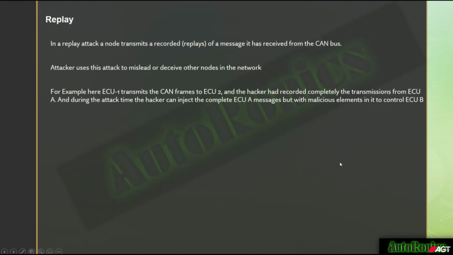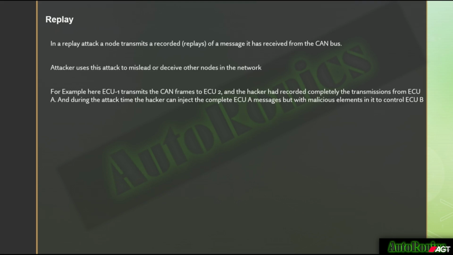Okay. Now let's look into another attack, which is the replay attack. As the name says, in a replay attack a node transmits messages that are recorded in such a way that they can be exactly replayed the same way as they were sent out. So here the hacker has no need to worry about identifying the message, identifying the values, formulating them the same way, and then sending them with the same periodicity.